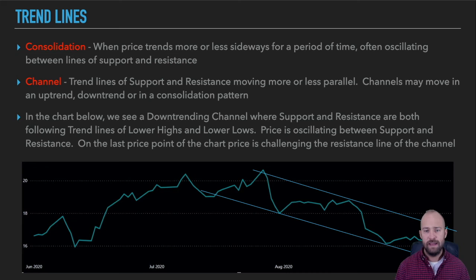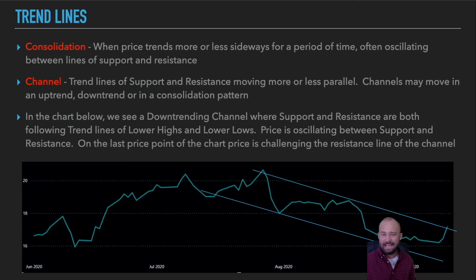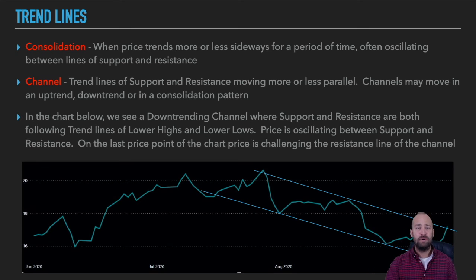But for now, just know that the longer that price oscillates within a channel like this, the more dramatic it will be when price finally breaks out to one side or the other. And you can actually see here, if I move out of the way, the last price point of this channel is challenging the upper line of resistance. So it would be interesting to see how this ended up playing out. If you want to learn more about these chart patterns and how you might trade a downtrending channel like this, stick around for the rest of this technical analysis series where we're going to dive into some more of these chart patterns.